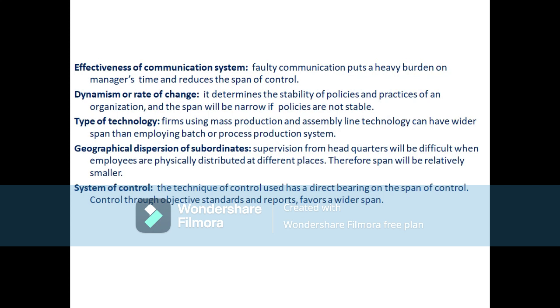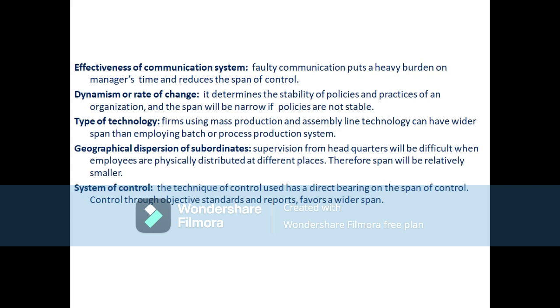And the last one is system of control. System of control means the technique of control that is used has a direct bearing on the span of control. Span has to be narrow when control is exercised through personal supervision. Personal supervision, personally being with the subordinates, means how many people can we tackle? Personally involving with the subordinates means we cannot handle more number of people.